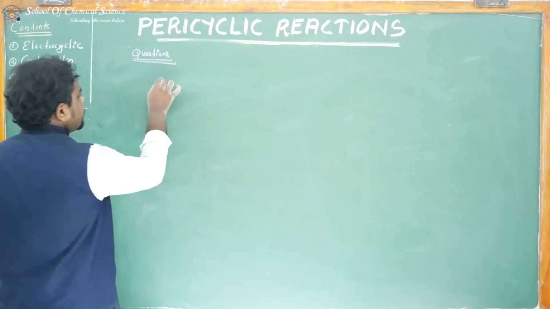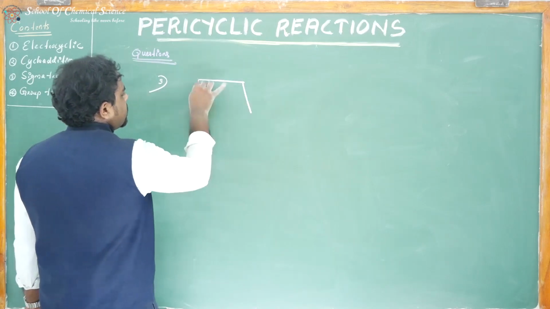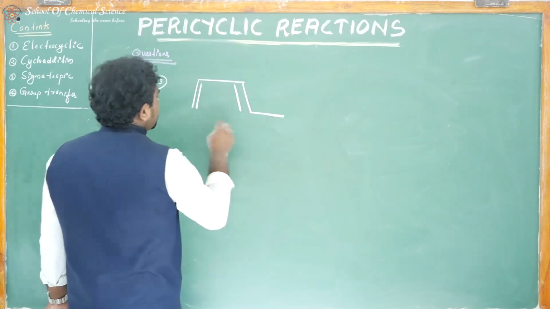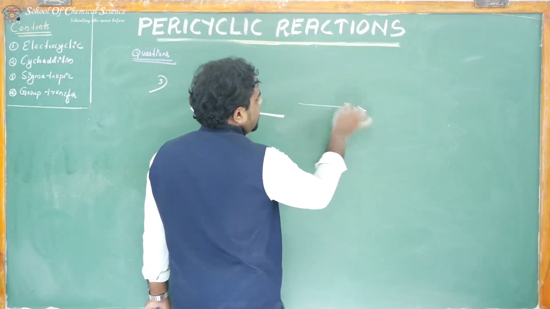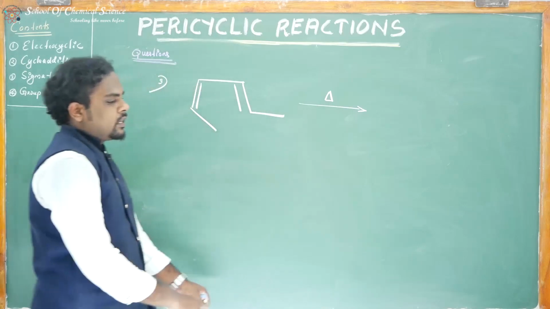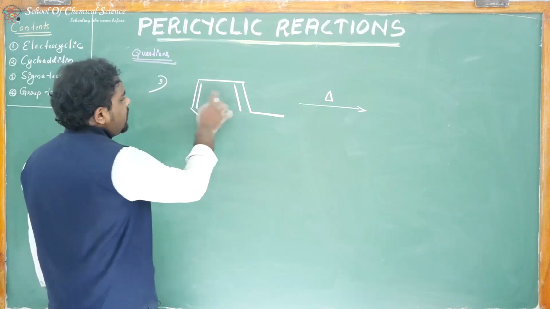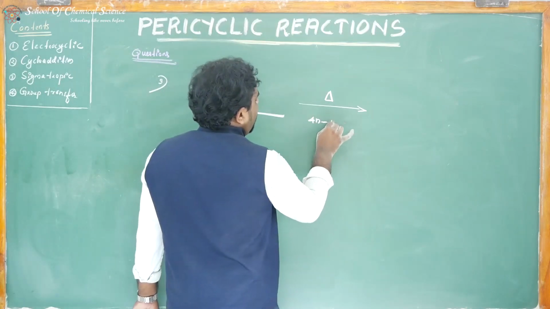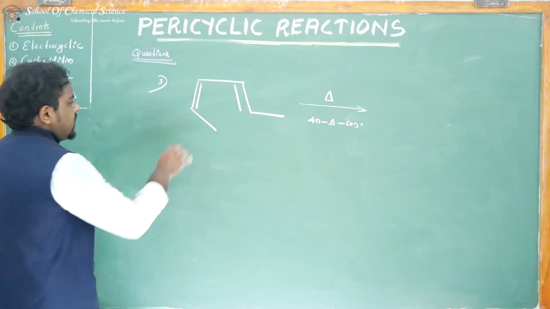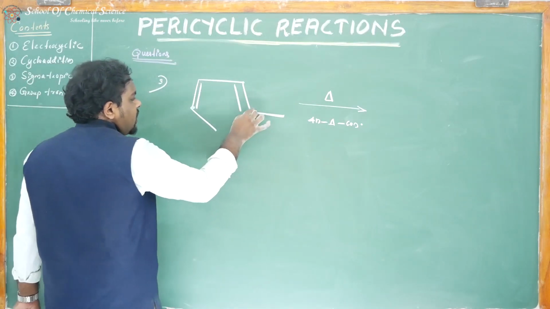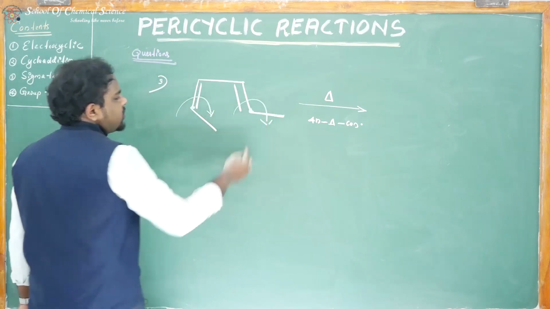Third one. Thermal condition. So what is the system? 4n thermal. What type of rotation do you have to perform? Conrotation. This is the rotating center. So conrotation: first carbon clockwise, fourth carbon also clockwise.